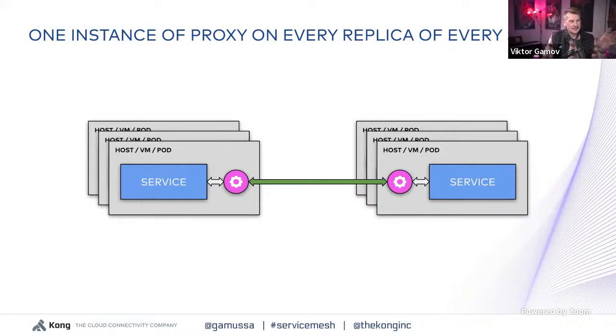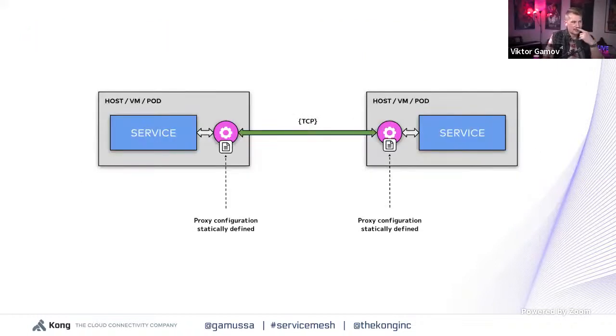In this case, it can be one proxy per service, and after that, balance the load between different instances of the service. So you don't have to have a one-to-one relationship between service and number of replicas.